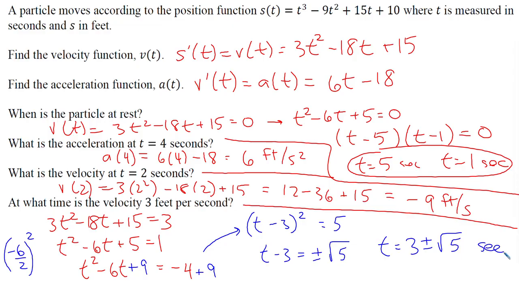And we'll note that there are two answers to that. Right? 3 minus root 5 is a positive value of t, and so is 3 plus root 5. So we've got two different values there.